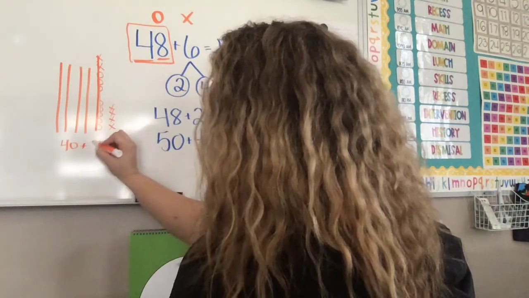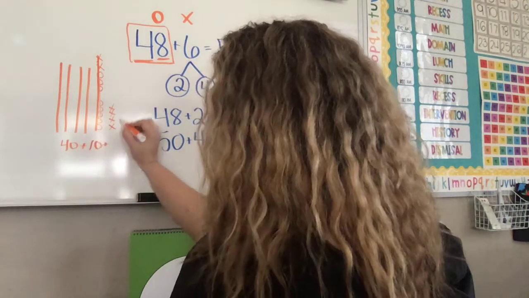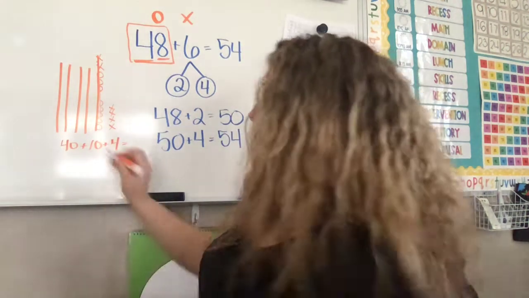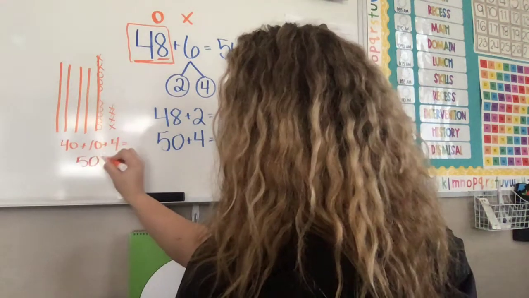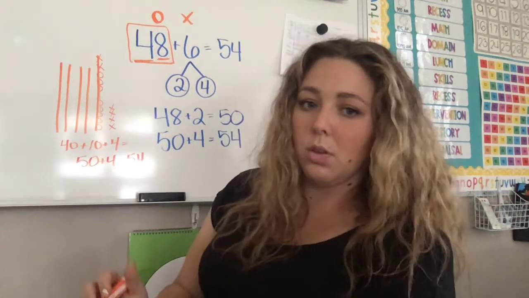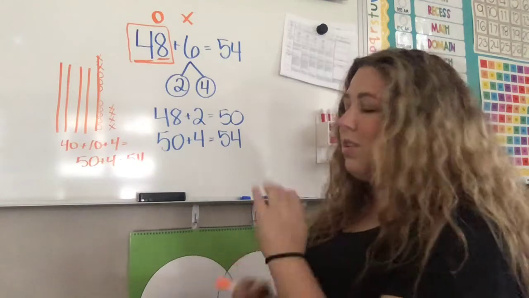So now what this is showing is that we have 40 plus, we now have created 110, so we can X that out, plus 10 plus 4. So if we break that up, we get 40 plus 10 is 50 plus 4 equals 54. Okay, so I know this is confusing.